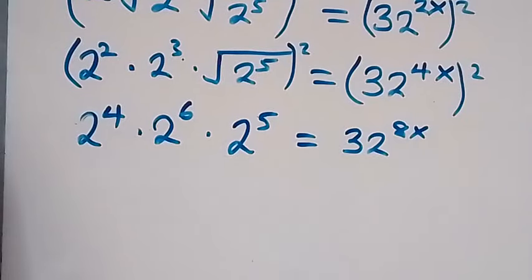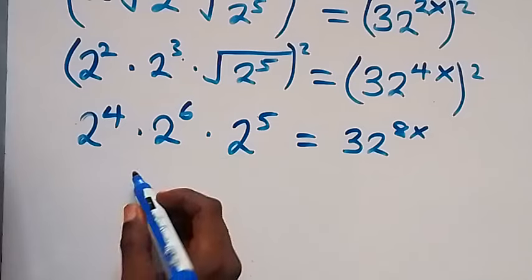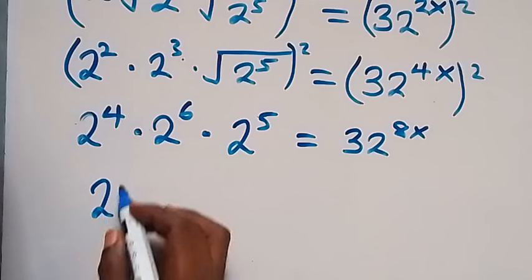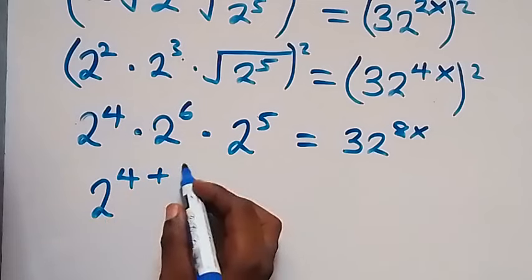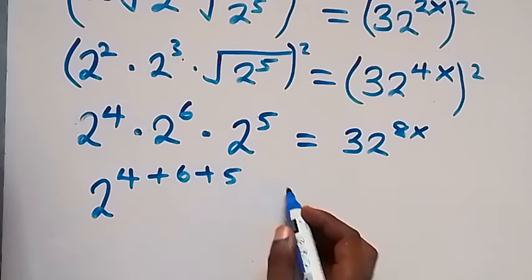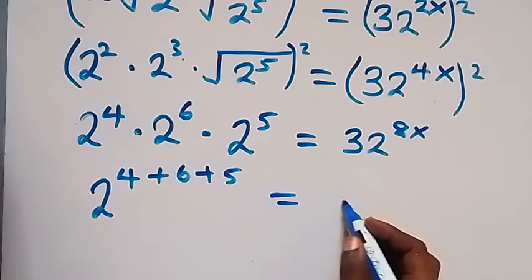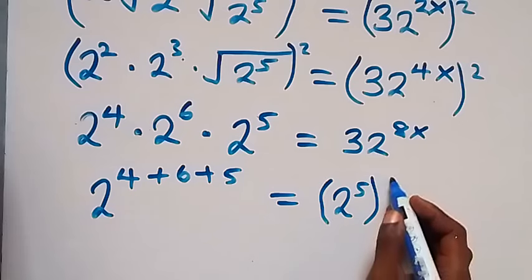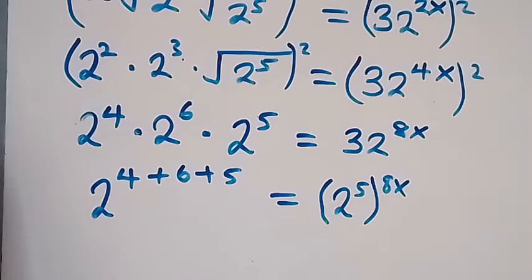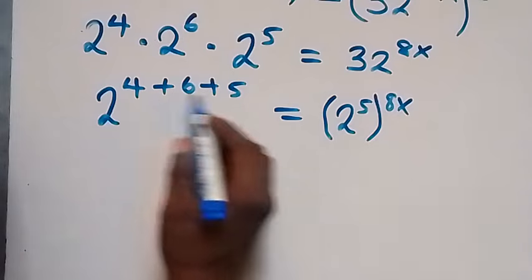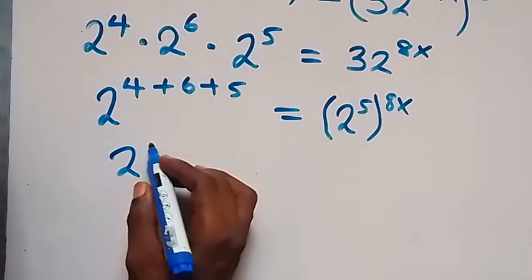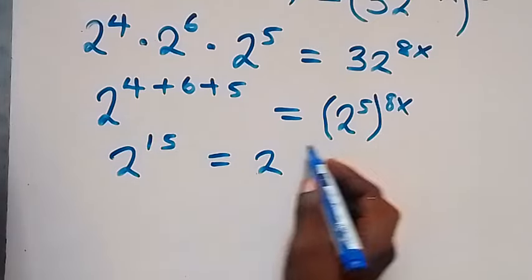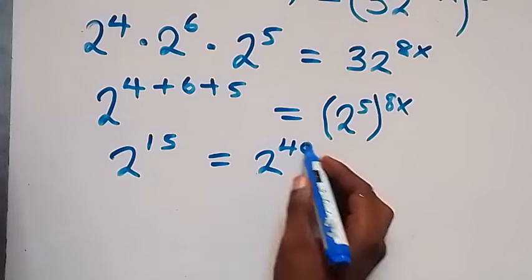In the next step, we have the same base here and they are multiplying, so we can add the powers from the law of indices. So we have 2 raised to power 4 plus 6 plus 5, which equals, let's also express 32 as 2 raised to power 5, then raised to power 8x. When we sum the powers, it becomes 2 raised to power 15, which equals 2 raised to power 5 times 8x, that's 40x.